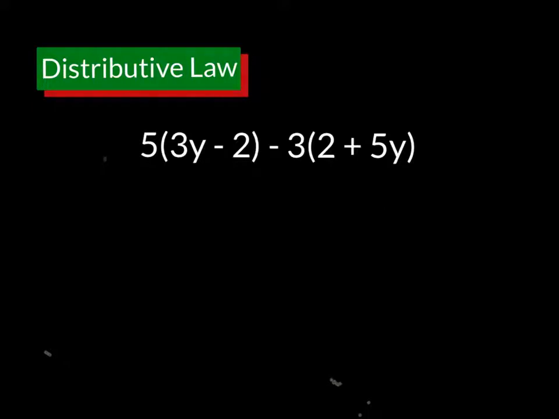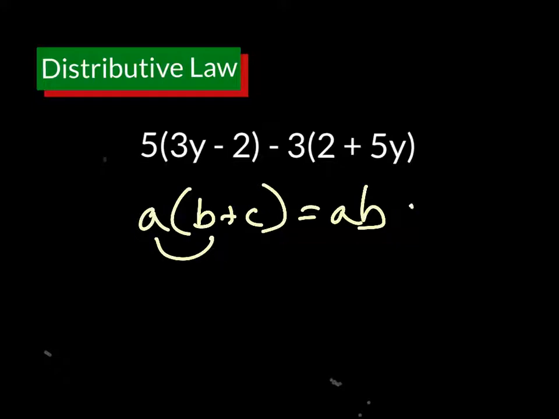Now what the distributive law does is it relates the operations of multiplication and addition. And it says that any value that is multiplied by 2 values that are added together is the same as if it was multiplied by each value separately and then added. So one way to represent the distributive law is A times (B plus C) is equal to A times B plus A times C.